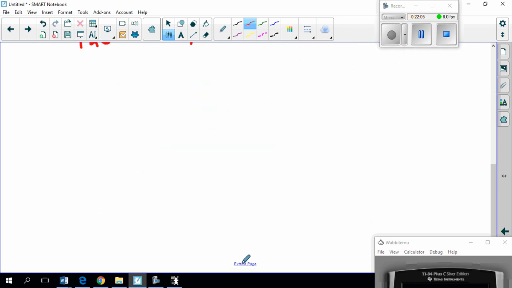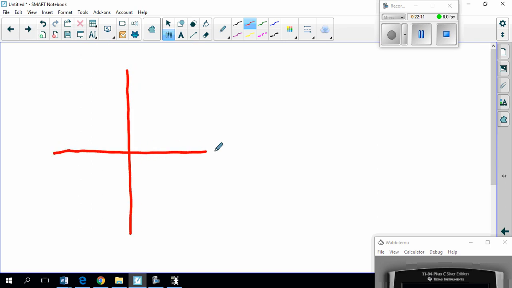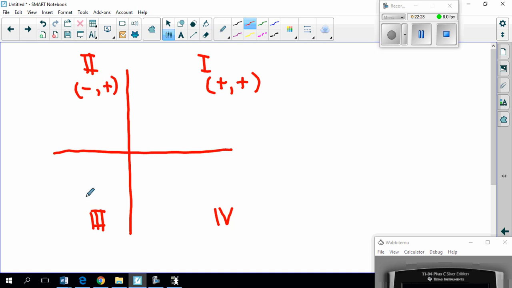Now, we do need to create a mnemonic device. So, this is quadrant 1, this is quadrant 2, this is quadrant 3, this is quadrant 4. This is the plus plus quadrant, x is plus, y is plus. This is the minus plus quadrant, the minus minus quadrant, and the plus minus quadrant.